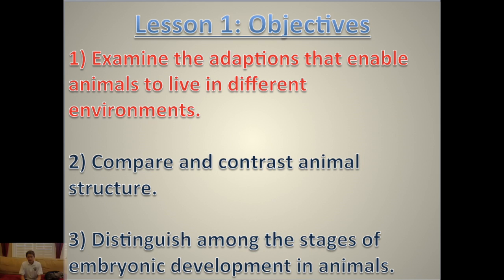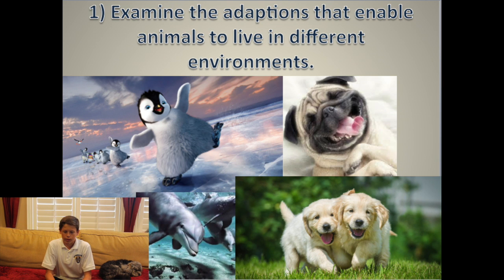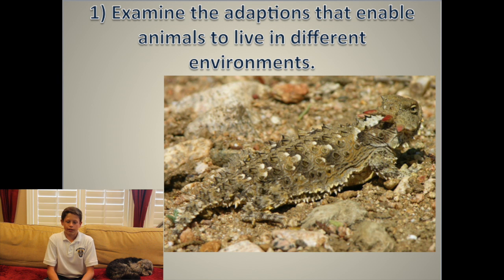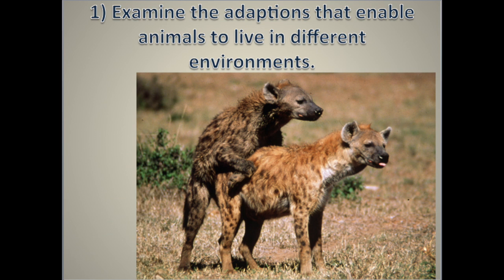So the 3 objectives for Lesson 1 are: examine adaptations that enable animals to live in different habitats. Adaptations happen so that an animal can live better in its environment or surroundings. These adaptations include feeding, digestion, and protection. It is important for animals to adapt so that they can survive and reproduce in their changing environment.